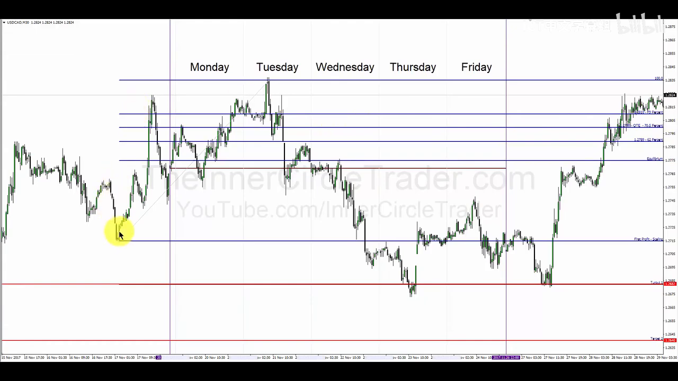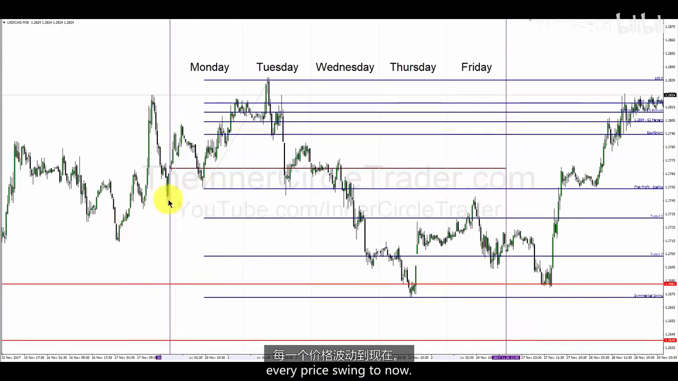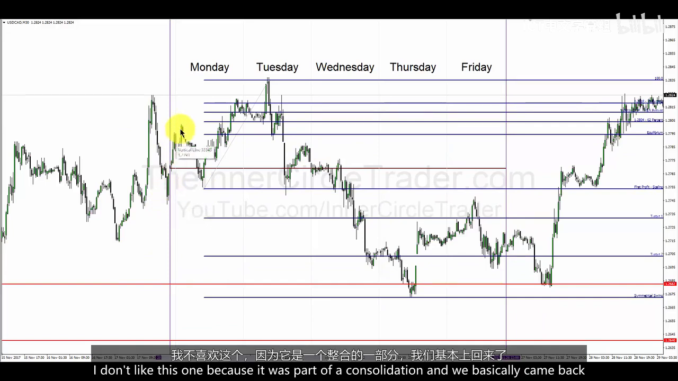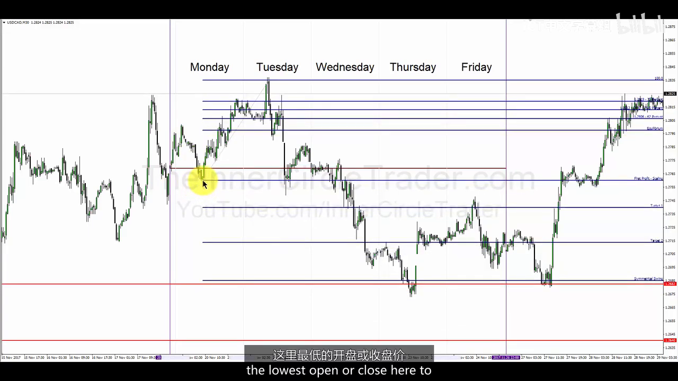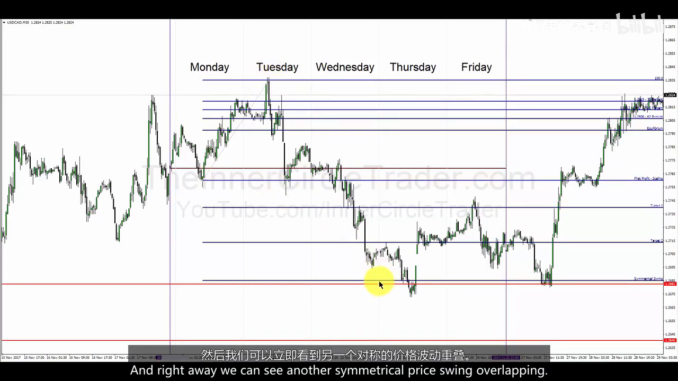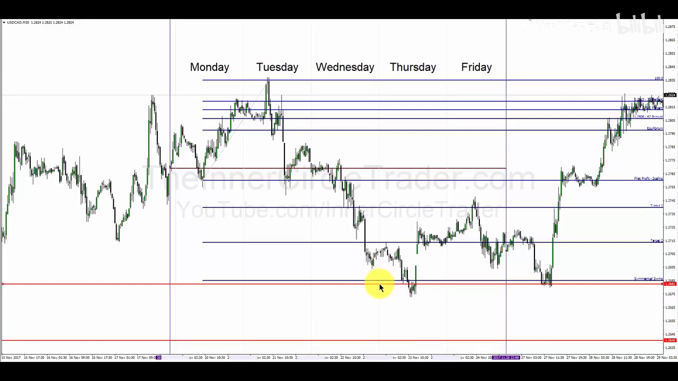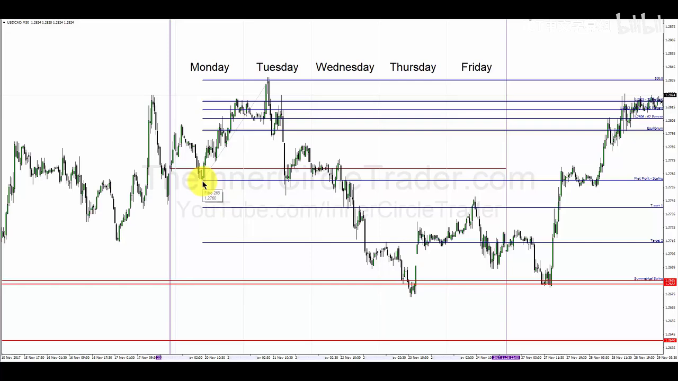Okay. So now we can take every price swing. So now I don't like this one because it was part of a consolidation, and we basically came back into that same area. So I want to look at the lowest open or close here to this open or close in the swing high up here. And right away, we can see another symmetrical price swing overlapping. So this is what I'm saying. It takes a little bit of work and thinking to figure out which levels you're going to be aiming for.